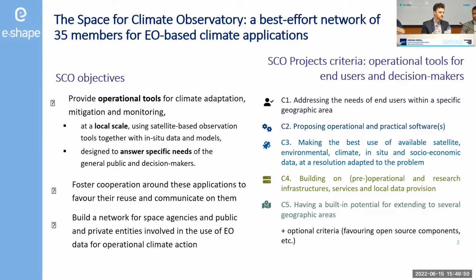And the idea is that it's a network of space agencies, public entities, and private entities. It was at the beginning only 24 space agencies. It has widened its scope now, and it's 35 space agencies. And from September onward, it will be open to private and public entities. So we think that many more entities will be joining us rather than only space agencies.